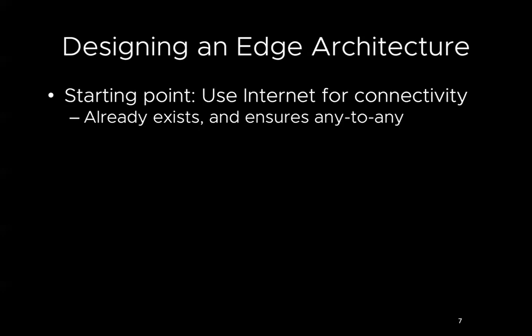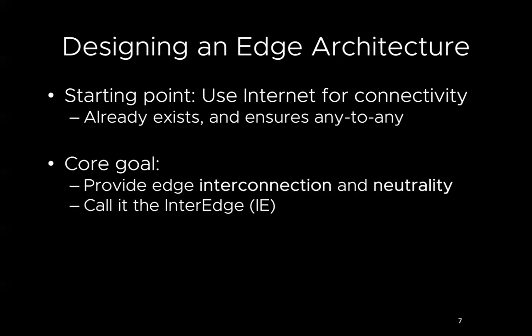So where do we start in designing an architecture for the edge? The starting point for this architecture is obvious. We should use the internet for connectivity because it already exists and provides any-to-any delivery. The core goal of the architecture is to provide the missing properties of interconnection and neutrality. We call this architecture the InterEdge. Just as the internet interconnected ISPs, the InterEdge interconnects ESPs.